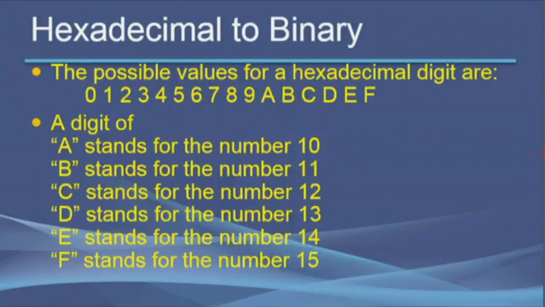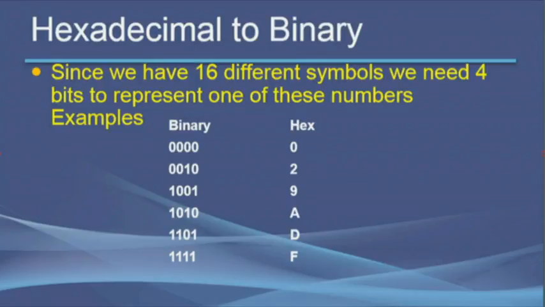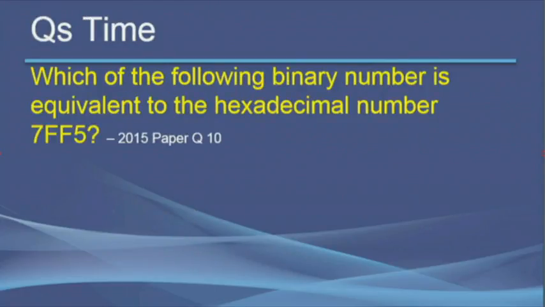So altogether you get 15. So you can see the hexadecimal value is F. So hexadecimal to binary you can convert like this. Okay, let's consider some questions from your past papers.